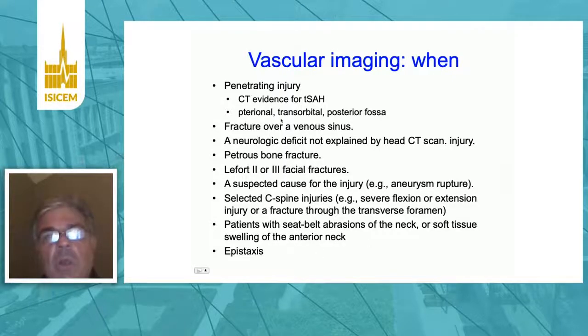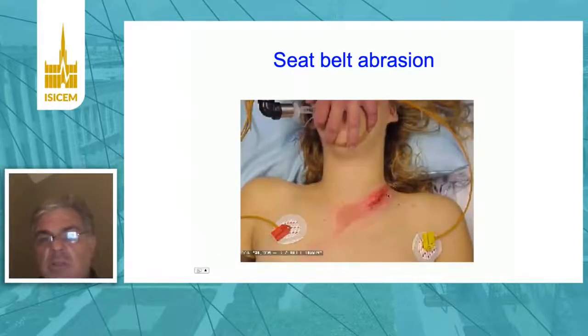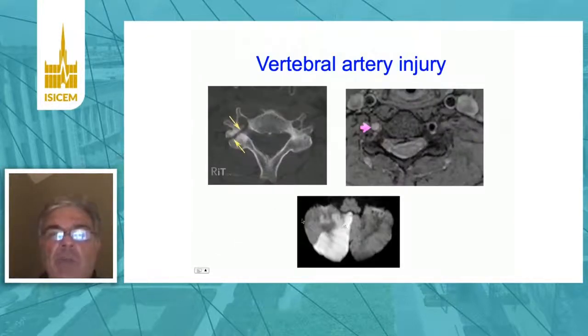Vascular imaging is important and should be considered when there's penetrating injury, particularly when there's traumatic subarachnoid hemorrhage associated with the penetrating injury, fracture of the venous sinus, any neurologic deficit not explained by the anatomic findings on the head CT scan, certain fractures such as facial fractures, where we suspect something else, e.g. an aneurysm rupture led to the trauma, and in patients who have features of specific neck pathology, for example, a fracture into the transverse foramen, or in this case, a seatbelt abrasion. The imaging might then demonstrate, as you can see, a vessel occlusion in the vertebral artery as the fracture extends into the foramen transversarium, leading to a posterior circulation stroke.